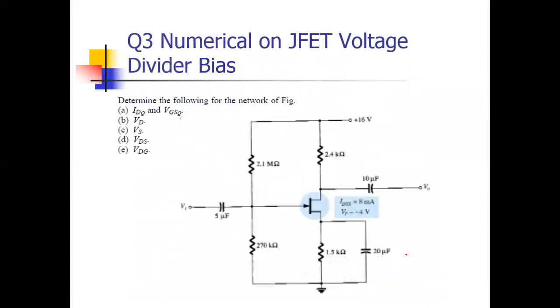Okay, so this was your numerical 2 on self bias. Now we will solve numerical 3 on JFET voltage divider.